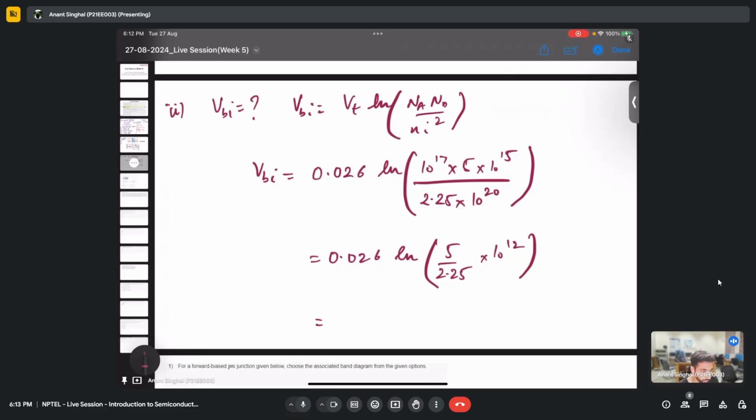So has anyone got any answer? 0.71. Yeah, so 0.7. Okay, what I am getting is 0.73. I'm not sure, so you can check. Okay, maybe it will be around 0.7 volts only, that is for sure. So VBI for this question will come around 0.73 volts.